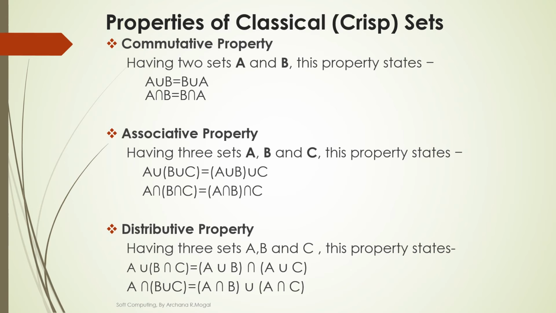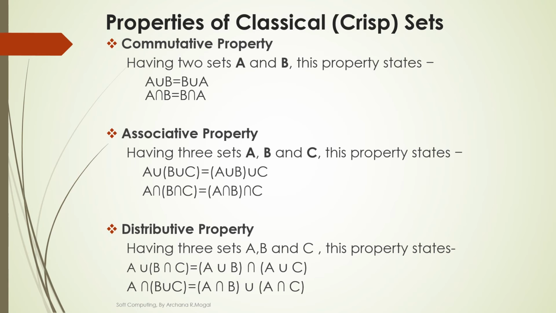Then the second property is the associative property. If there are three sets A, B and C, then this property states that A union (B union C) is equal to (A union B) union C, and A intersection (B intersection C) is equal to (A intersection B) intersection C.